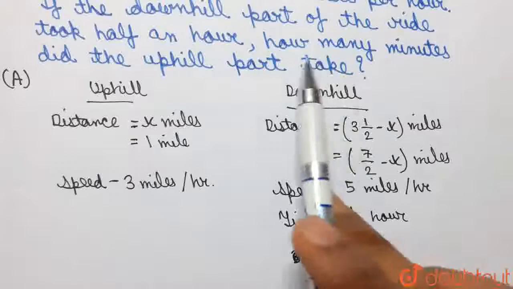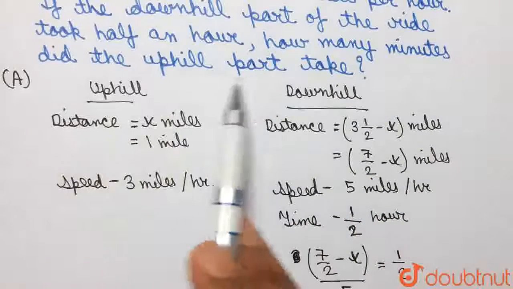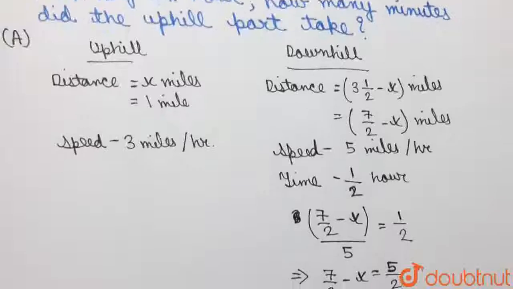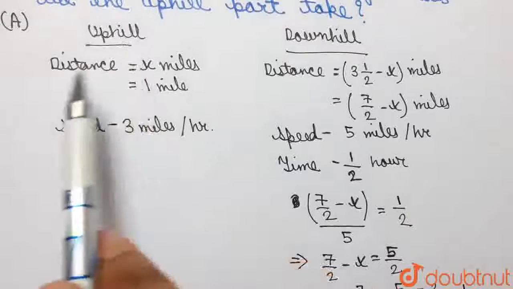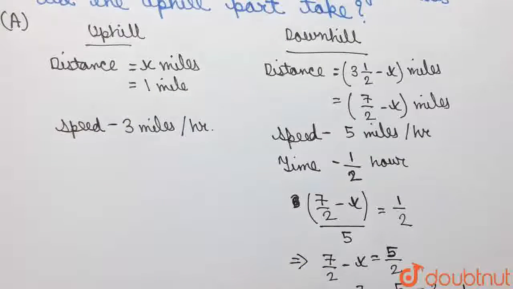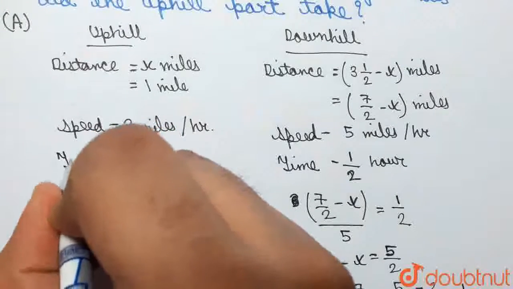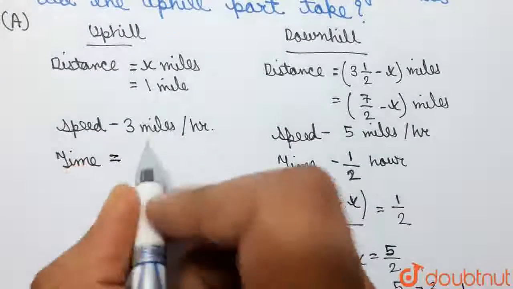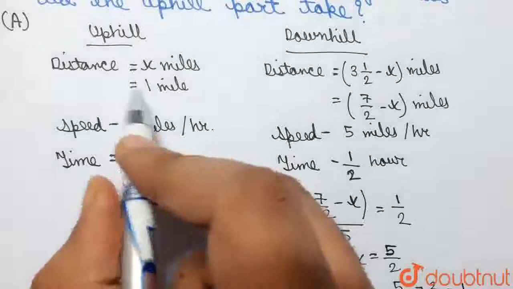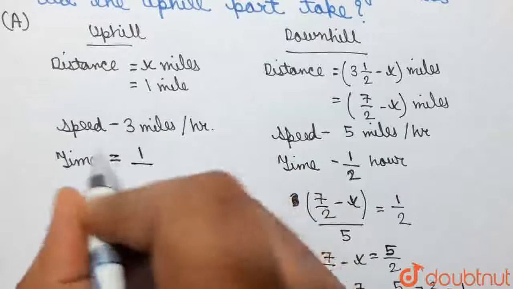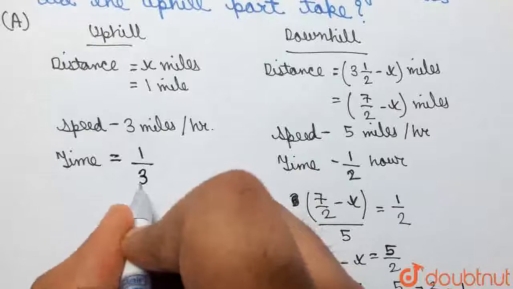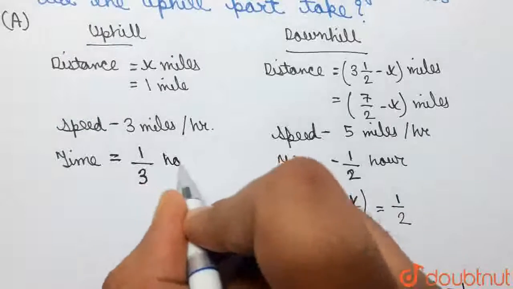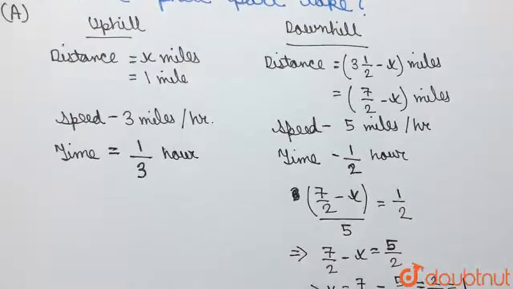Now the question is, how many minutes did the uphill part take? So we have found that during the uphill part of her journey, she covered a distance of 1 mile at a speed of 3 miles per hour. So the time taken to cover 1 mile at a speed of 3 miles per hour will be given by time equals distance by speed, the distance is 1, hence 1, and the speed is 3, hence 3, and we will be getting the time in hours. So the time we have found to be 1 by 3 in hours.